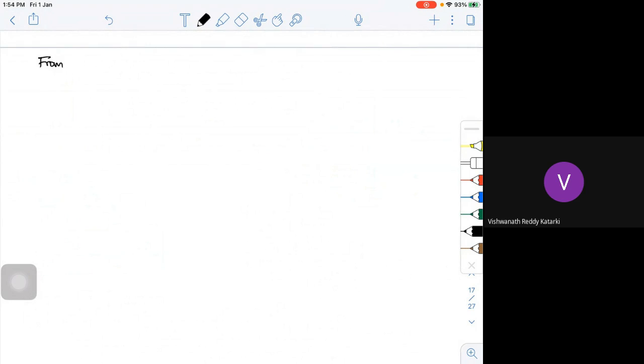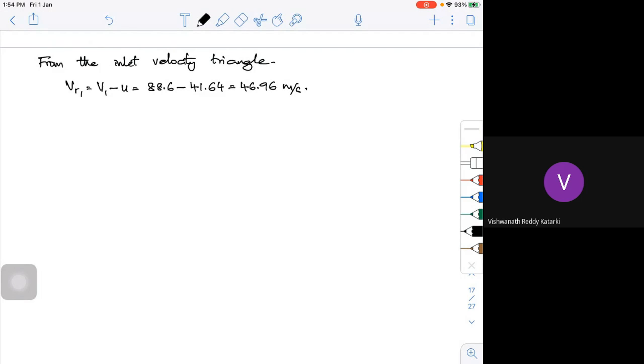From the inlet velocity triangle, VR1 is equal to V1 minus U. V1 is 88.6 minus U, which we just calculated as 41.64. I am getting my VR1 as 46.96 meters per second. Now in the problem statement, VR2 is equal to 0.85 times VR1, so 0.85 into 46.96. I am getting my VR2 as 39.92 meters per second.